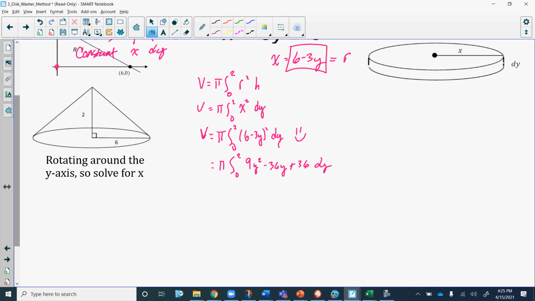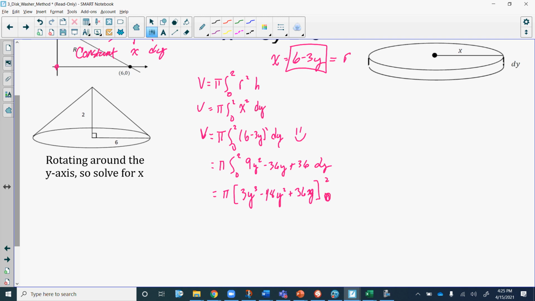And now we take the antiderivative of each part. So I'm going to get pi multiplied by, let's see, a third of 9 is going to be 3y cubed. That'll be 1/2, so that'll be minus 18y squared, and this would just be plus 36y, I'm doing it in terms of y. And we're evaluating it from 0 to 2.